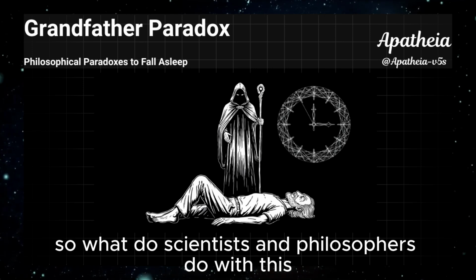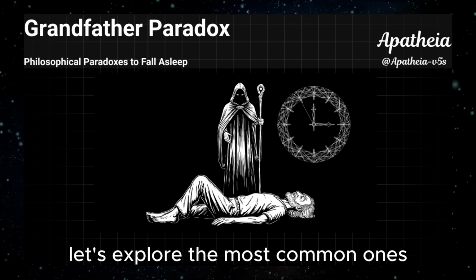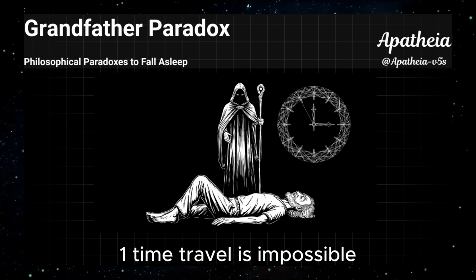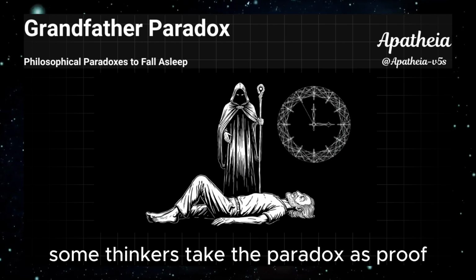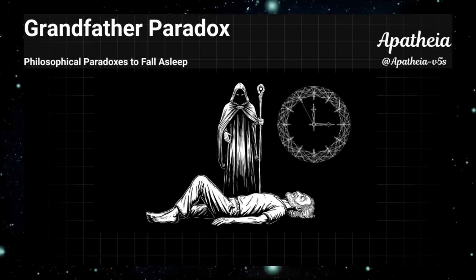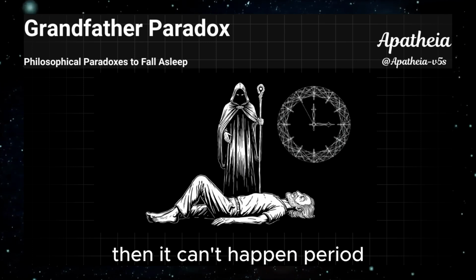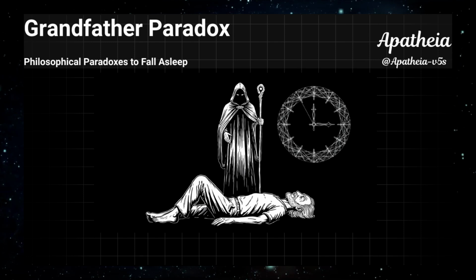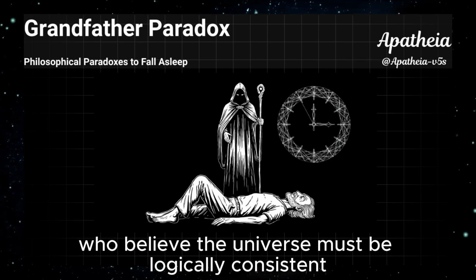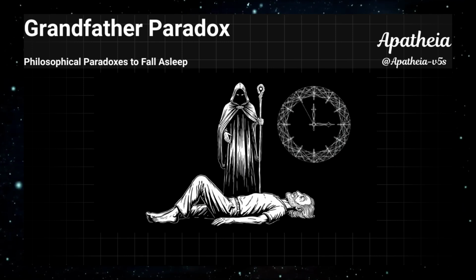So what do scientists and philosophers do with this? There are a few approaches. Let's explore the most common ones. Number 1. Time travel is impossible. Some thinkers take the paradox as proof that time travel to the past is logically impossible. The reasoning is simple. If backward time travel creates contradictions, then it can't happen, period. This is a position held by many physicists and philosophers who believe the universe must be logically consistent, but others aren't ready to give up so easily.